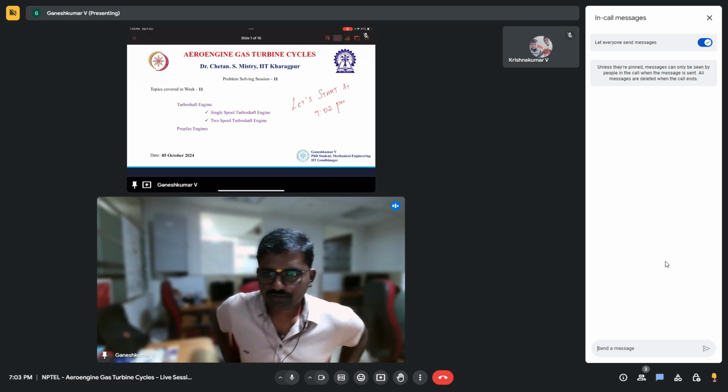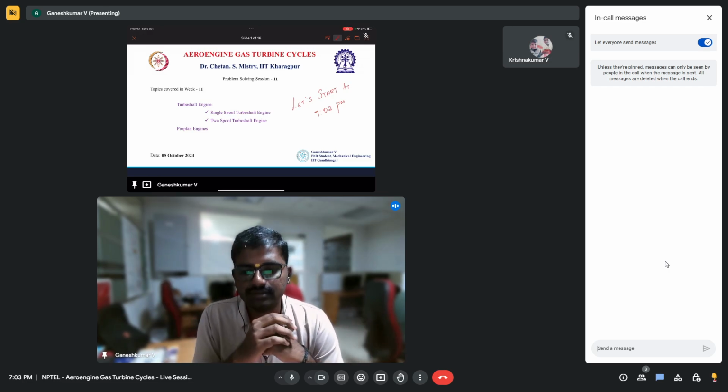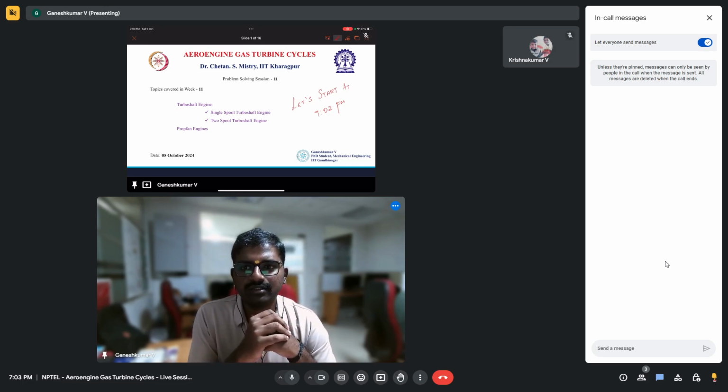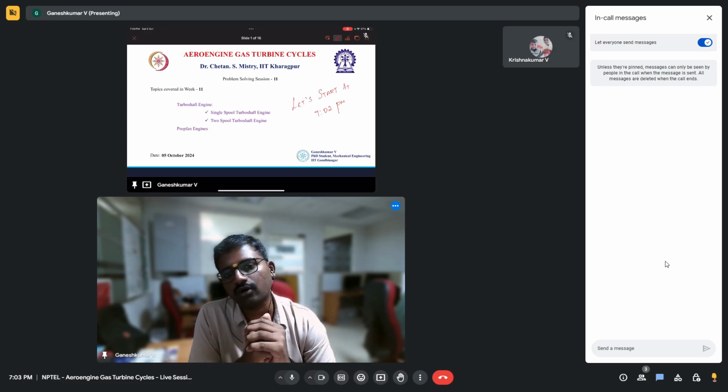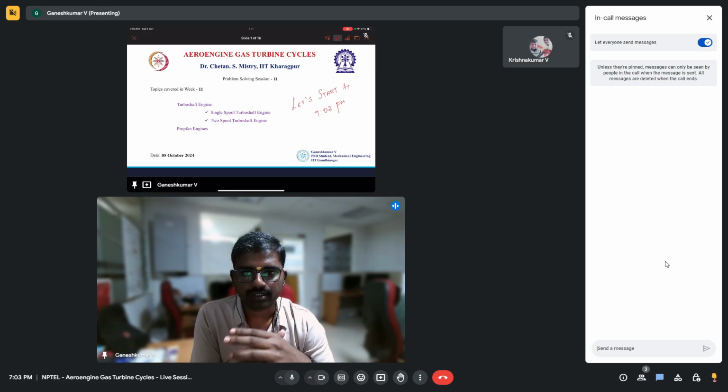So today's topic is going to be the turboshaft engine, and the numerical is very easy, and it should be easier for you guys to solve. I will solve one numerical, and also touch upon certain aspects of the turboshaft engine. This will be our week 11. We will meet one more time. Next week we will be looking at component matching, numericals for component matching, and that will be the final session.